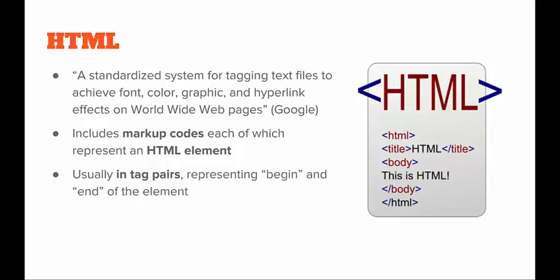Title with the less than and greater than symbols around it represents the beginning of the element, and title with a forward slash before it, also surrounded by less than and greater than symbols, represents the end of the element. These two tags taken together are considered to be a tag pair.